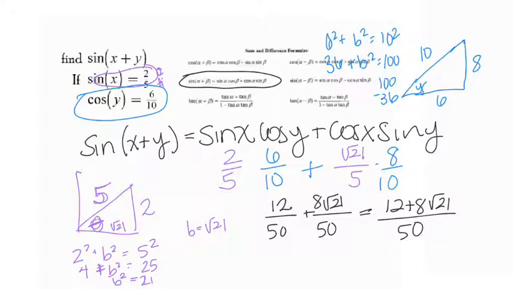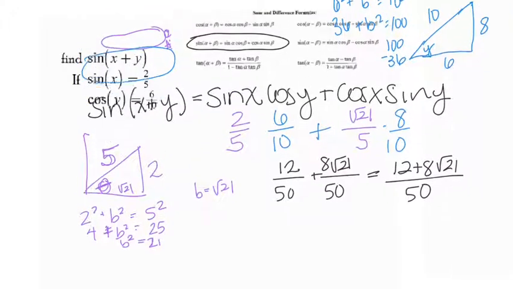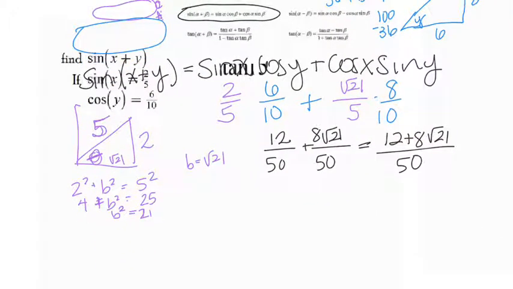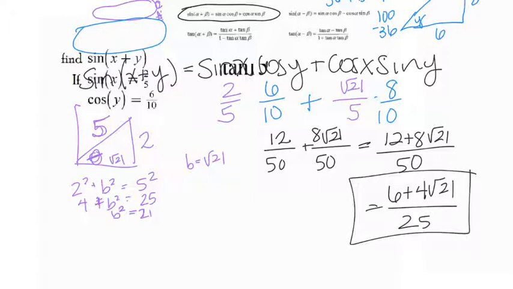This is a fine answer if you want. You could also simplify. They each divide by 2. So then I could have 6 plus 4 square roots of 21 over 25 as my final answer. And I think I left 4 of these for you to do on the homework.